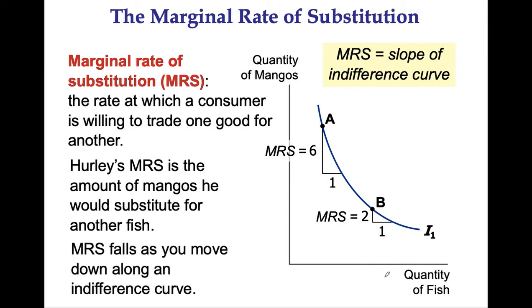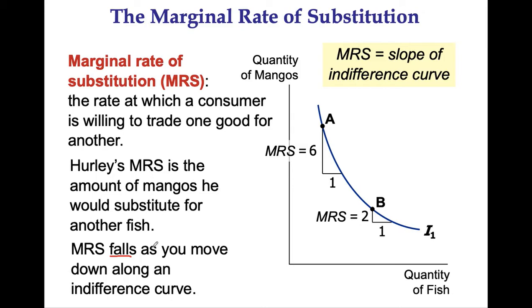MRS falls as you move down along an indifference curve. So here he says falls, not increases, because the author works with a positive MRS. So he is removing the minus sign of the MRS and taking it as a positive number. So if you look at this MRS as a positive number, of course, as we move down along the indifference curve, the MRS would fall.